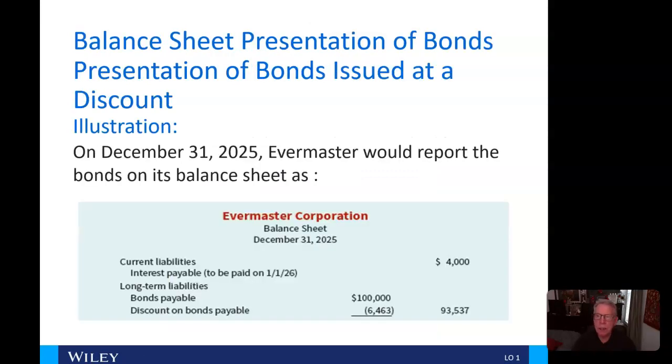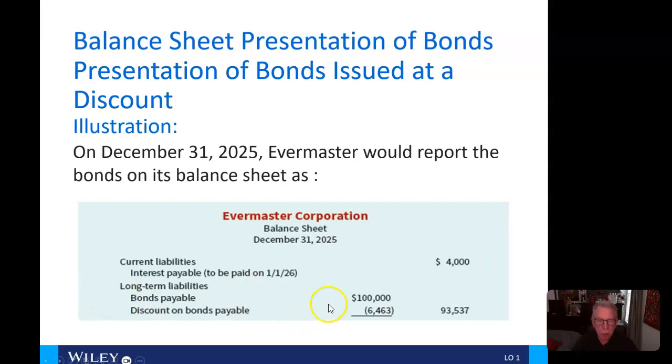Okay, now how do we present that on the balance sheet? So here's our current liabilities. We're going to show that we have interest payable that's going to be due within a year, right?